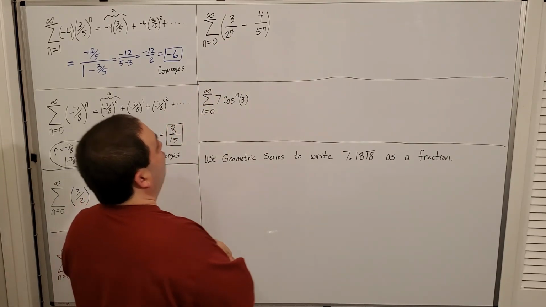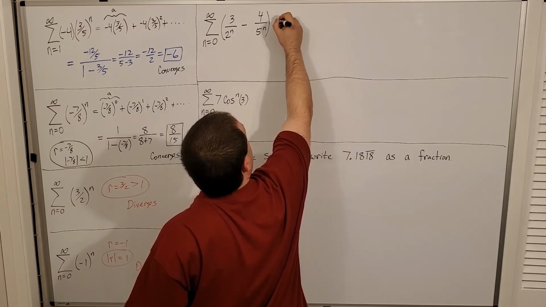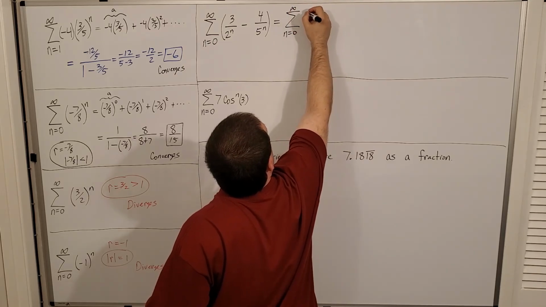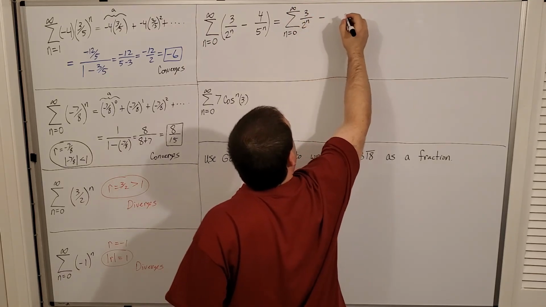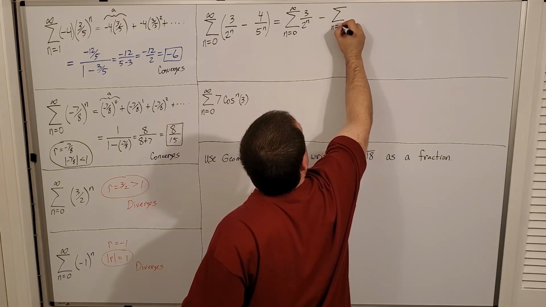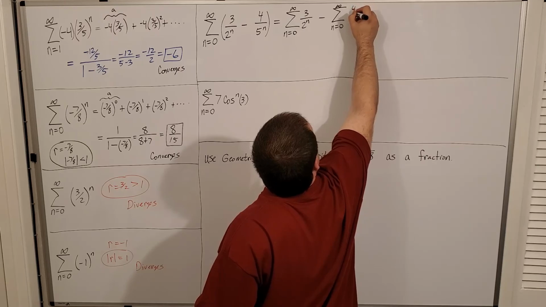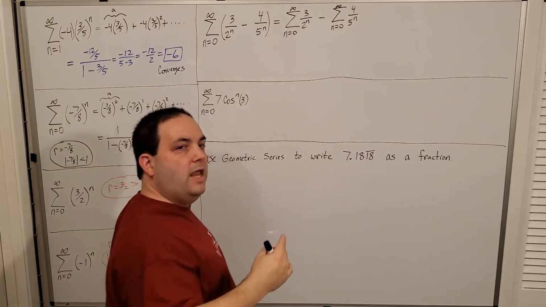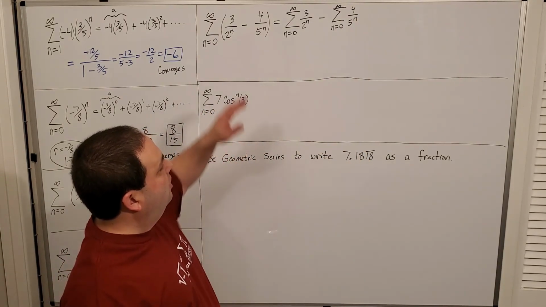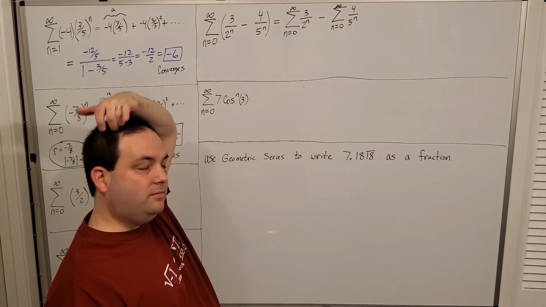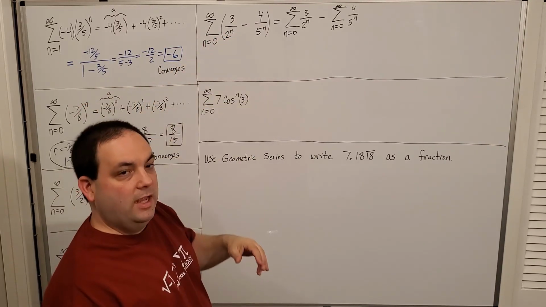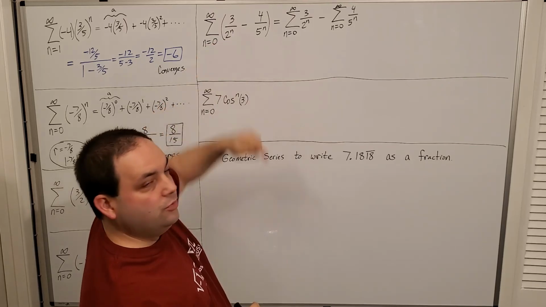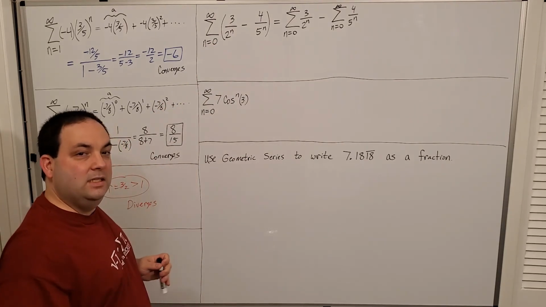So what I'm going to do is rewrite this series like this. It's the sum n equals 0 to infinity of 3 over 2 to the n minus the sum n equals 0 to infinity of 4 over 5 to the n. Notice the 3 here and the 4 here do not have the n power on them. So I'm actually just going to bring those out front and use them like the a part of the term, and then I can use the fact that 1 to the n is 1.